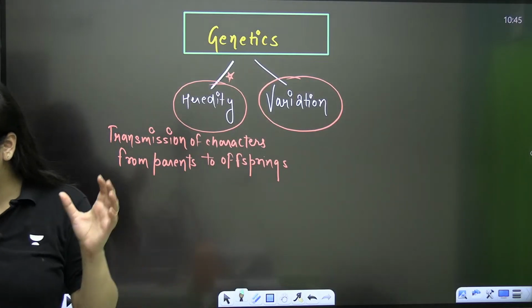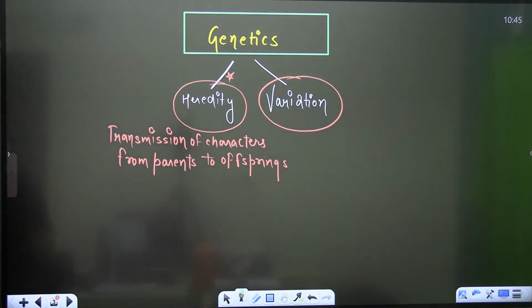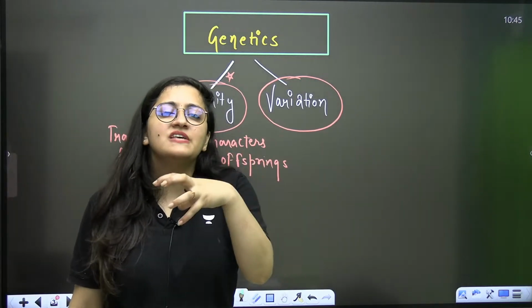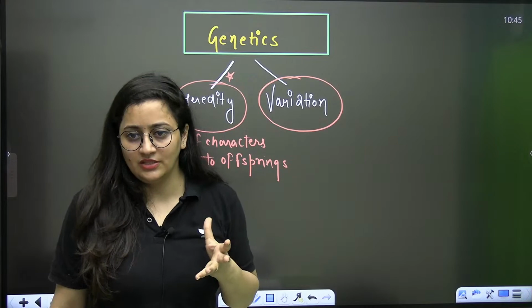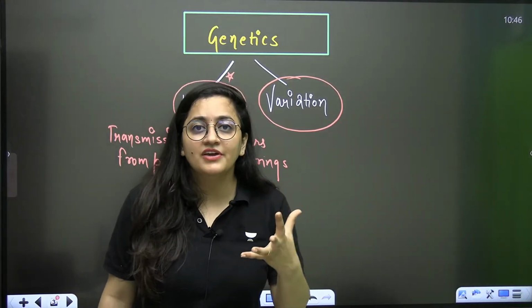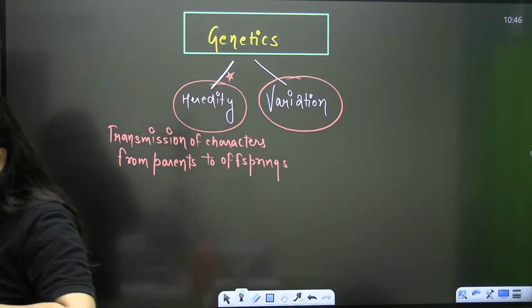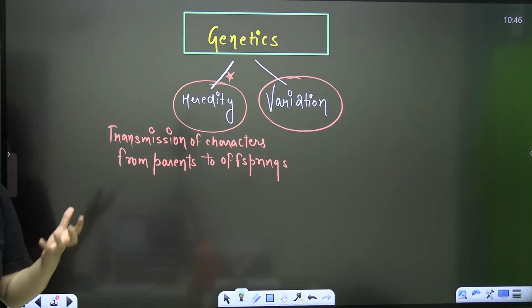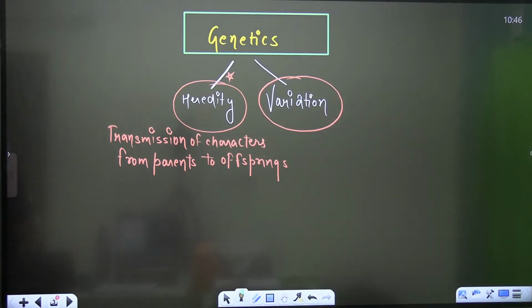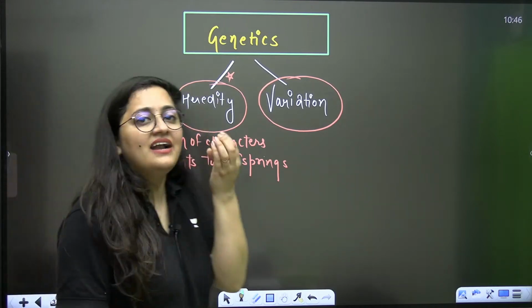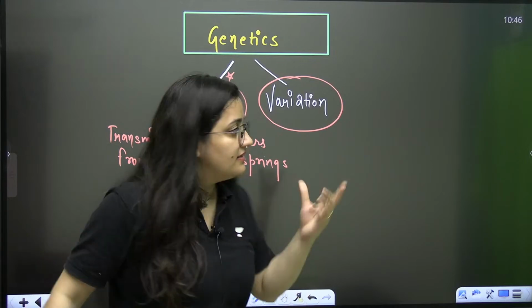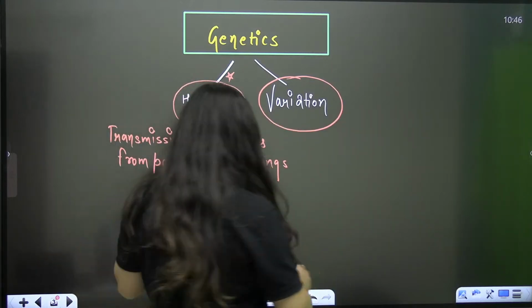So when you talk about the term variation, it is actually the degree by which individuals of the same species vary from each other. What is the meaning of variation? It is the degree of that change, how individuals of the same species have some differences. The degree of that difference, though they are of the same species, is what variation is.